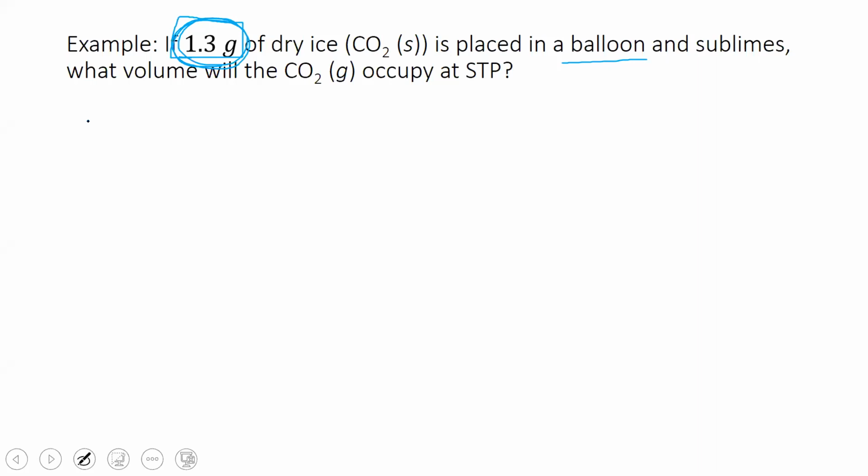And so here we have 1.3 grams of CO2. We can convert that into moles by dividing by the molar mass. The molar mass of carbon dioxide is, if you use the periodic table that's available to you on Canvas, 44.009.